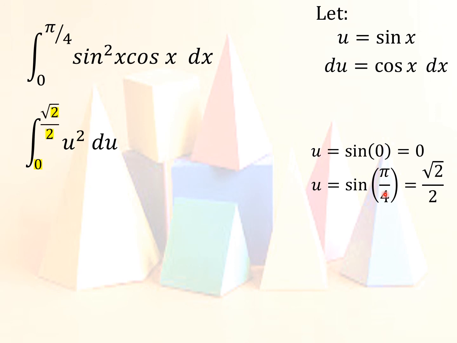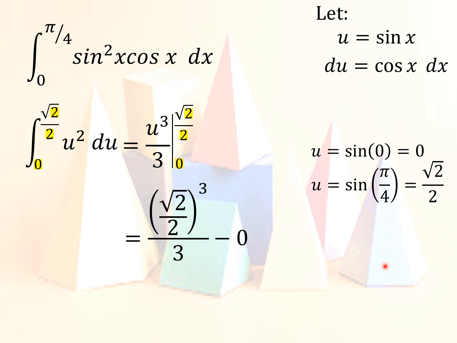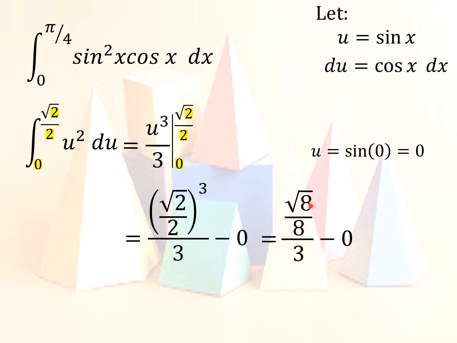And then we can integrate u squared. So u squared, when we integrate it, will be equal to u to the third over 3, to be evaluated from 0 to square root of 2 over 2. So from here, we are going to substitute the value of your upper limit first before your lower limit. And when we substitute your lower limit, it is automatically 0 already. So from here, we are going to simplify this one. It would be equal to square root of 8 over 8. Why square root of 8?